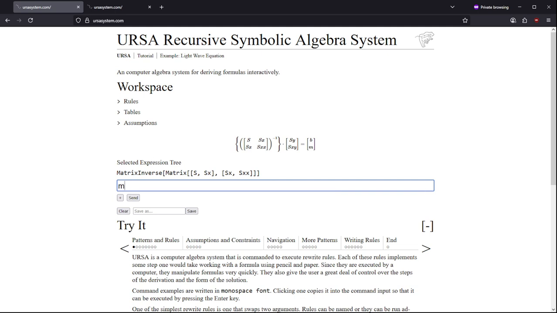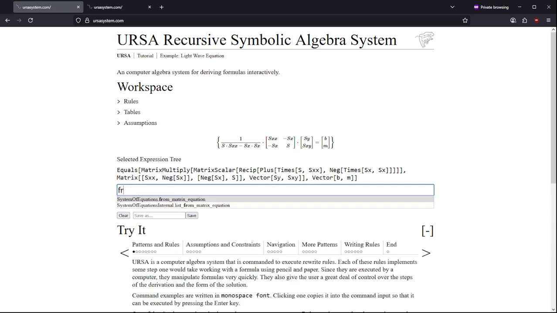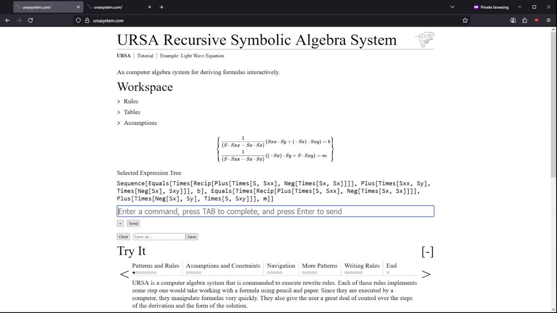So now before we can convert this back from a system of equations, we need to compute this matrix inverse. And there's a rule called matrix inverse that computes 2 by 2 matrix inverses so far. So when we run this, it computes the inverse. And this actually now is a nested matrix multiply. This should show parentheses, but doesn't. But in any case, we need to simplify this so that it's a ternary matrix multiply operation. And that's okay because matrix multiplication is associative. So now we've got this equation for the vector b and m, and we can just do from matrix equation now to change this back to a system of equations.